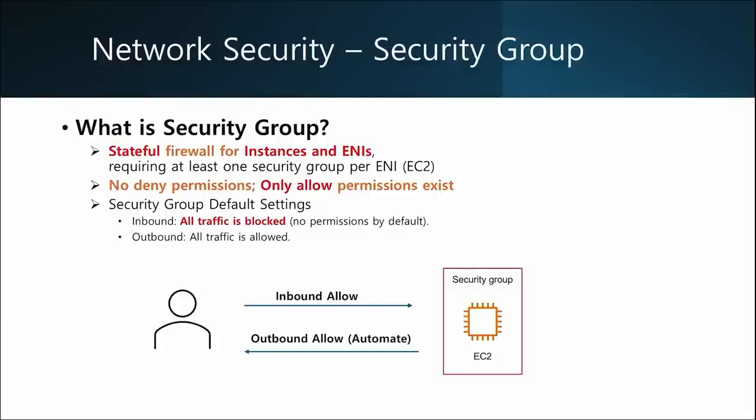A stateful firewall is an intelligent firewall that remembers information about inbound traffic when it receives it and automatically allows outbound traffic. A security group is a stateful firewall. A security group is required for at least one ENI or instance and plays an important role in controlling network traffic. There is no blocking in a security group, only allowing. By default, all inbound traffic is blocked, and all outbound traffic is allowed.